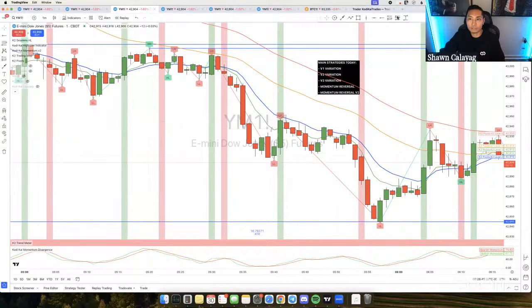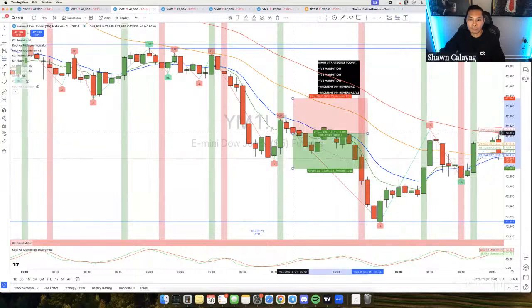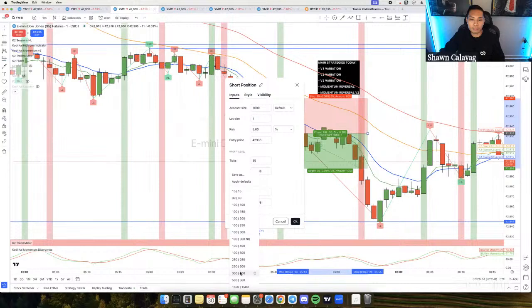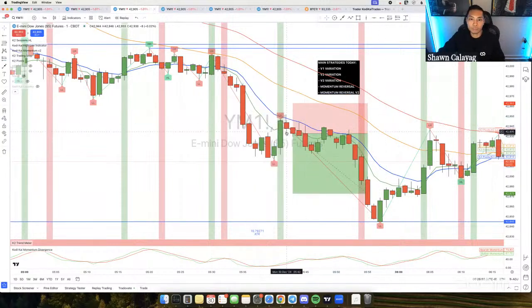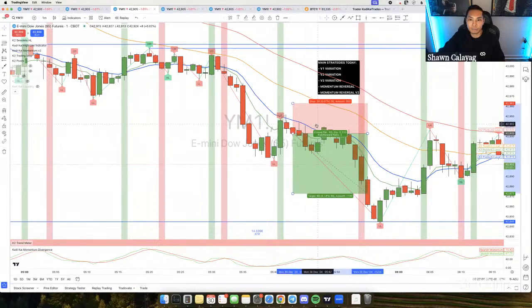So right here, I would have entered my position with a pending sell limit right there. And then basically whenever this trade would move in our direction, it would fill. If it doesn't fill on the first candle, I would cancel it. So this is an example of a momentum reversal.